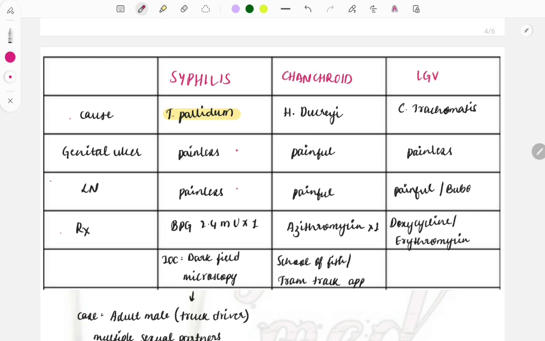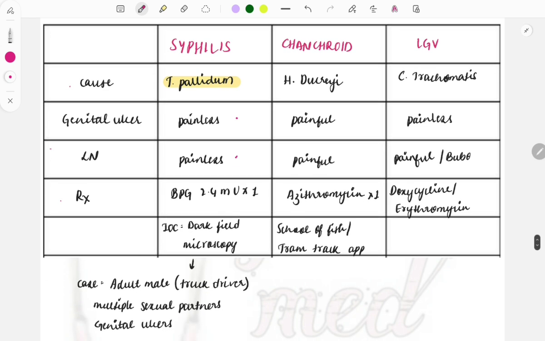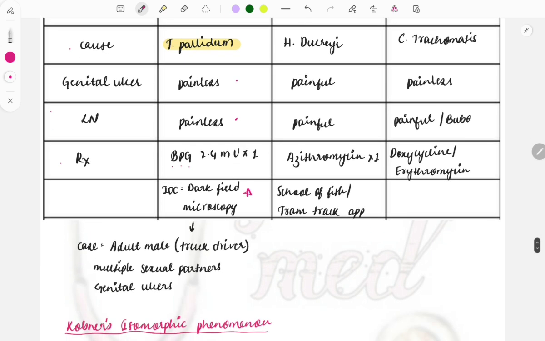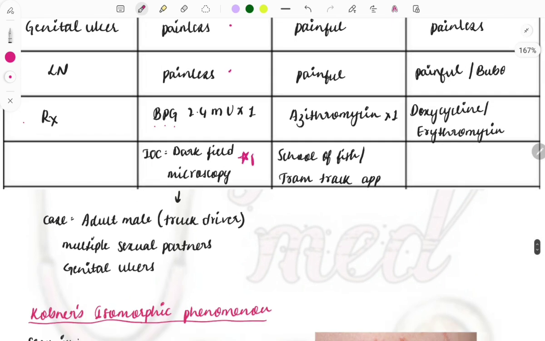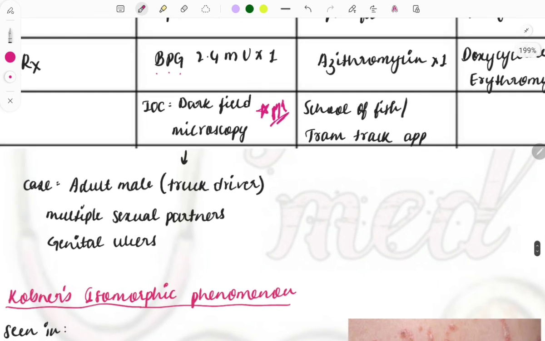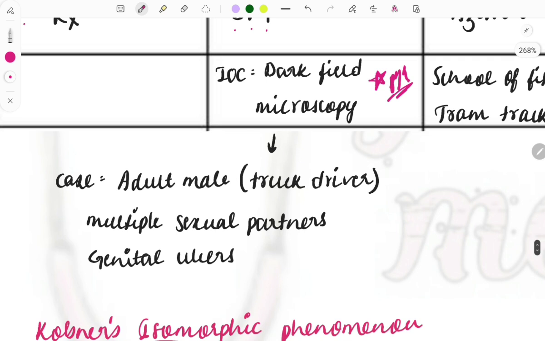So both the genital ulcer as well as the lymph node are painless, and treatment is benzathine penicillin G. And investigation is dark field microscopy, a previous year question asked multiple times. In dark field microscopy there will be a dark field, and you can see the organism Treponema pallidum here, and an image based question can also be asked on this dark field microscopy.